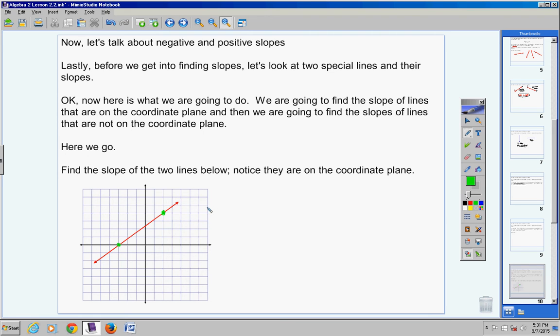And then we're going to continue on. Make sure your line passes through this point here, over 2 up 4, and then this point here, over 3 to the left, so negative 3, and then up and down 0. So the two ordered pairs are 2, 4, and negative 3, comma 0. Okay?